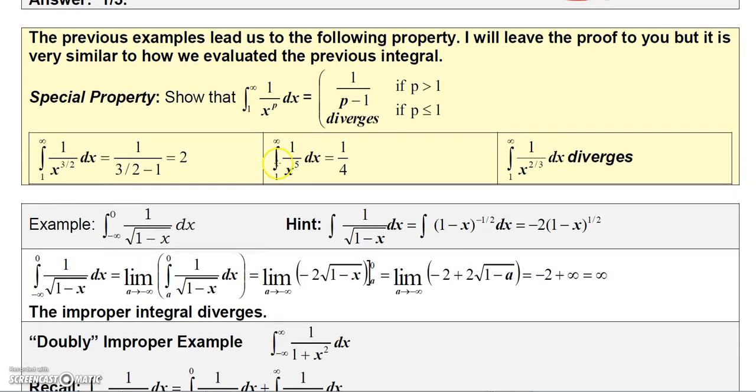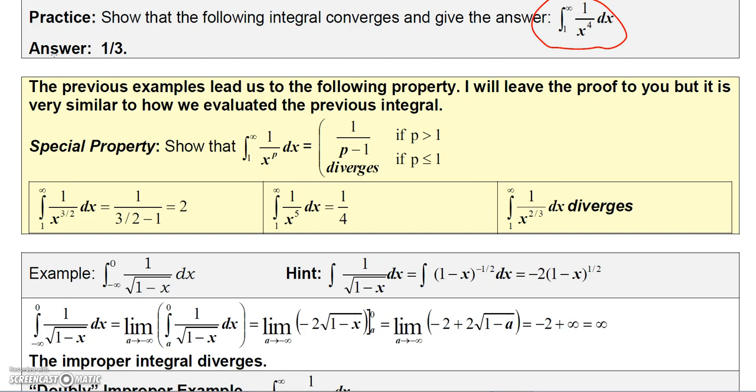Okay, so let's see what I've got here next. Actually, the previous property leads us to the following.